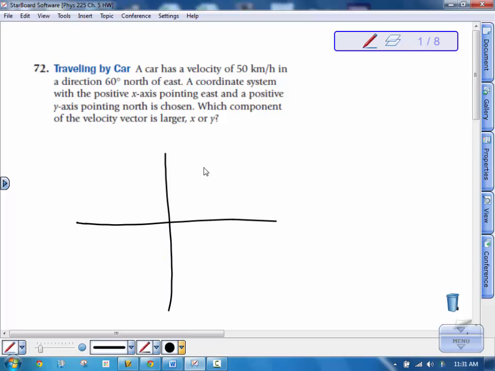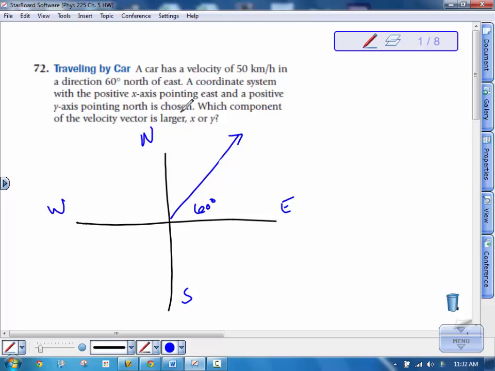60 degrees north of east. Here's north, west, east, south. So 60 degrees north of east would be this direction right here, where the 60 degree angle is here, because it's 60 degrees north of east. Okay? And then it says positive x-axis is pointing east, and positive y-axis is pointing north.